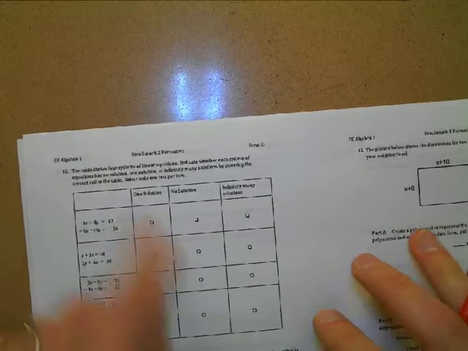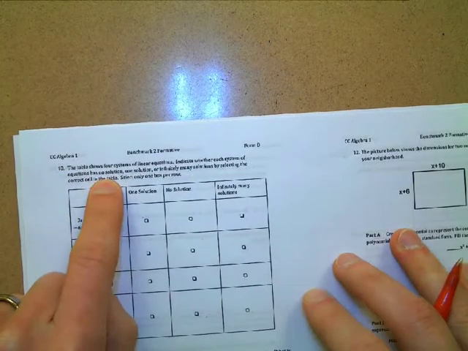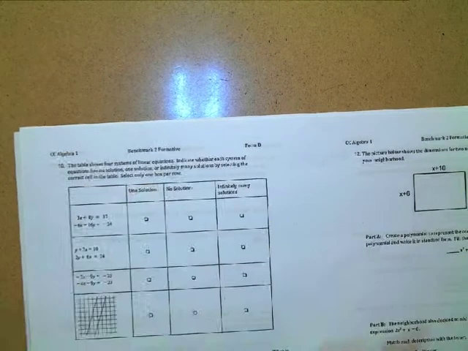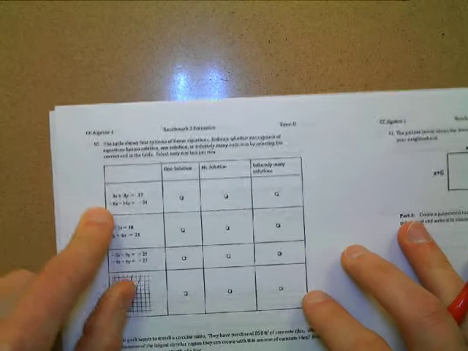Okay, next, number 10. The table shows 4 systems of linear equations. Indicate whether each system of equations has no solution, one solution, or infinitely many solutions by selecting the correct cell in the table. Select only one box per row. Okay, so we'll look here at this one first. Okay, you have a couple options.